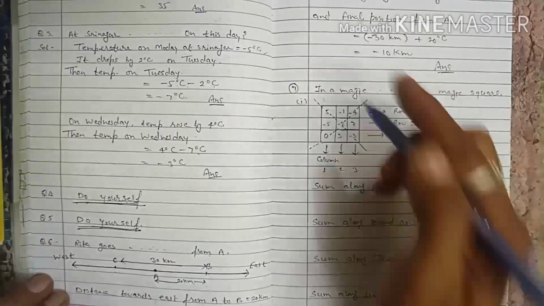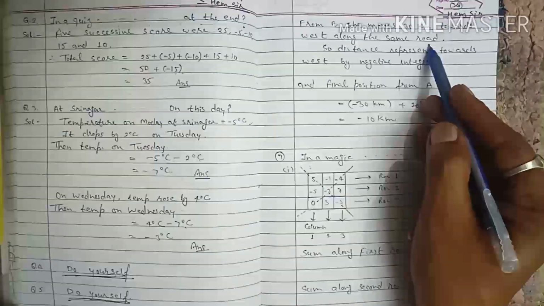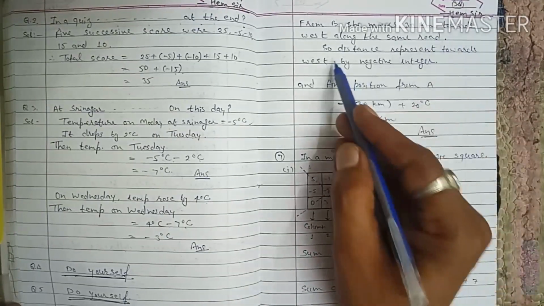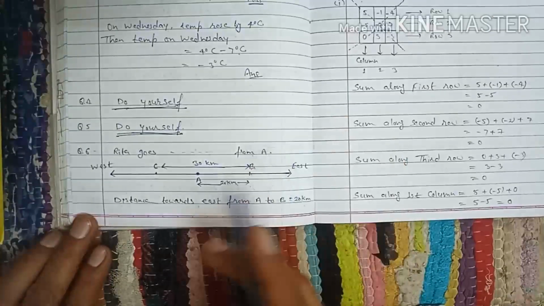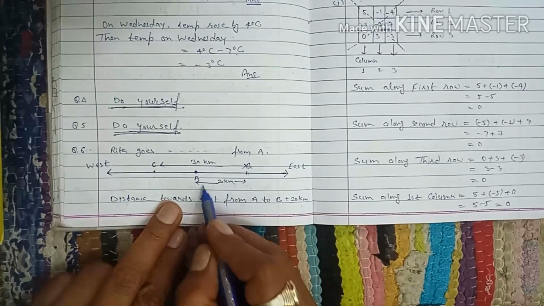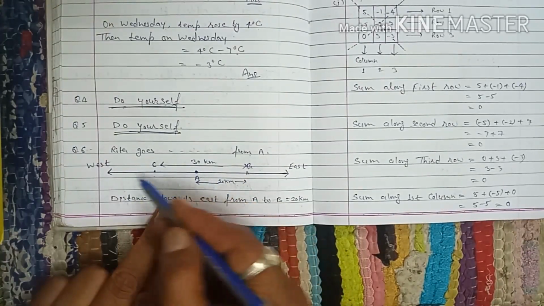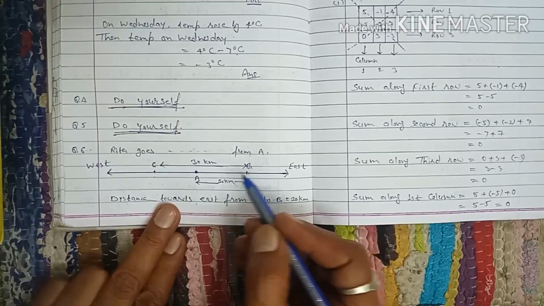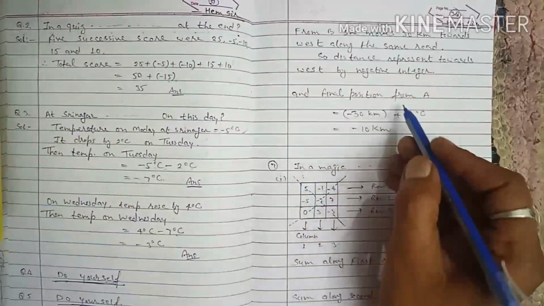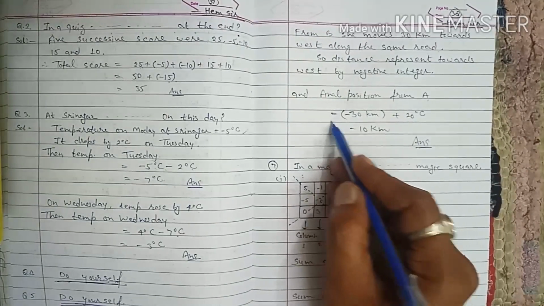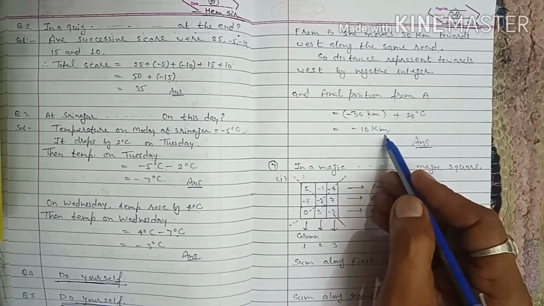From B, she moved 30 km towards west along the same road. So the distance towards west is represented by a negative integer, because see the diagram, east 20 km and in reverse to it, west is negative. So first 20 km and after that 30 km the other way. So final position from A is equal to -30 plus 20 equal to -10 km.